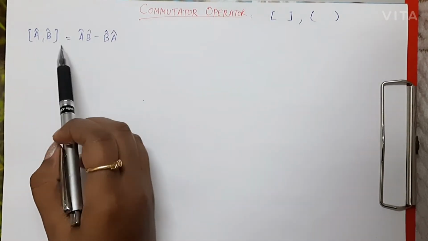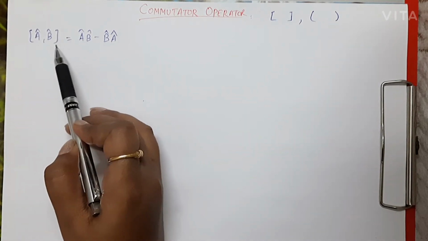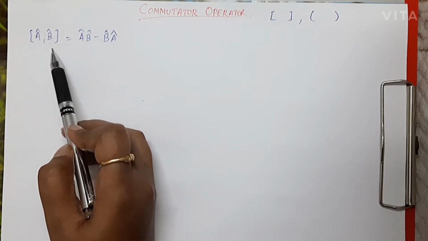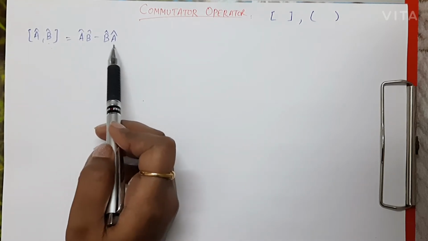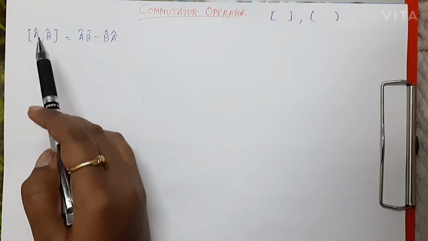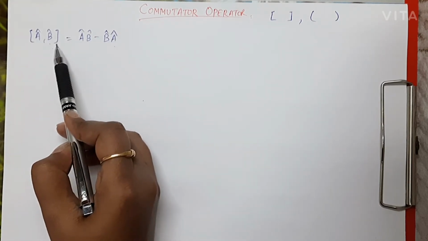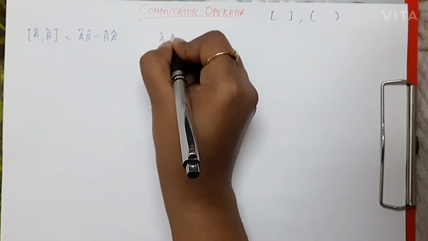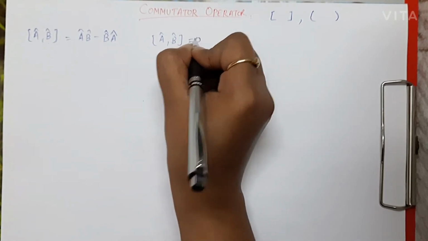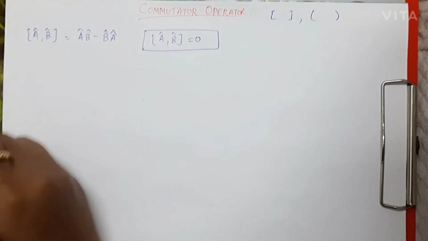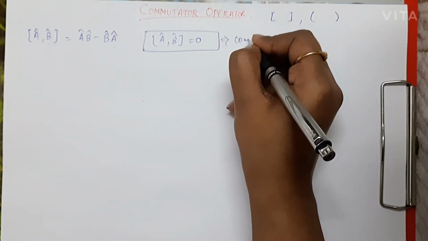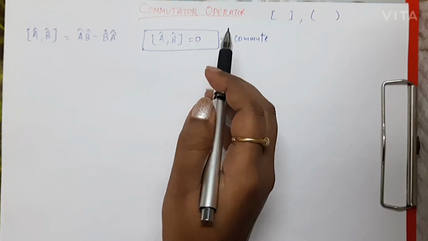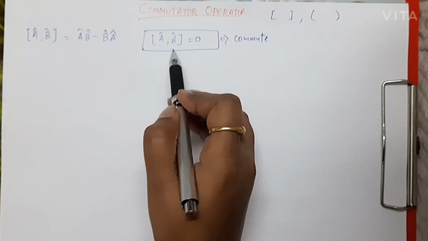So this is how we can open this bracket. If we have two operators A and B, and we have to open that commutator bracket, then it will be opened like this, that is AB minus BA. These two operators, A operator and B operator, will commute only if the commutation of A and B equals 0. This is the condition for two operators to commute. If the commutation of A and B comes out to be 0, then we say that A and B, both these operators, will commute.